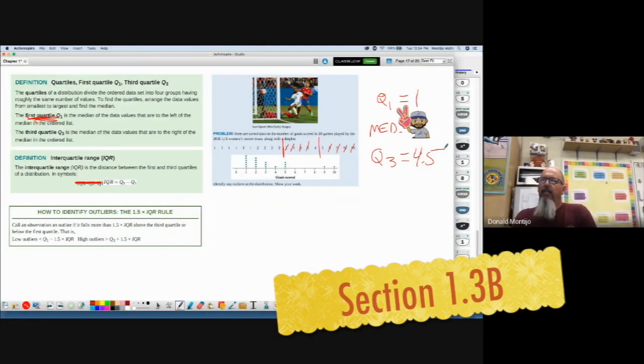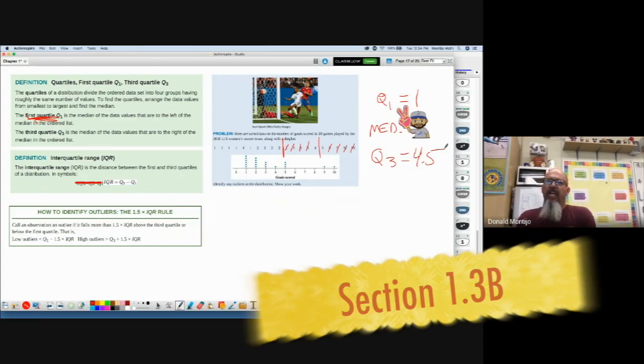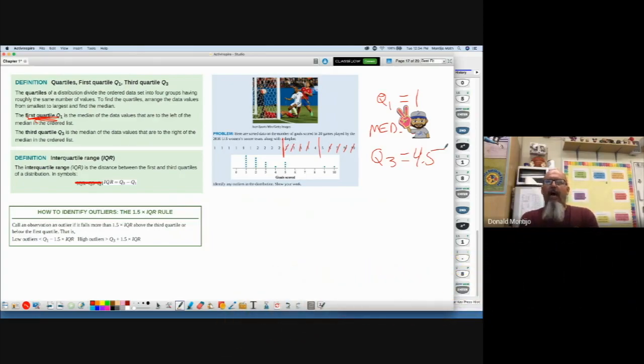Now, we talked about, is there anything unusual? Are there any outliers? Well, what is an outlier? Well, that's a data point that doesn't fit the rest of the set. It's a data point that lies way out there somewhere. Well, how far out there is far enough to be an outlier? Well, that's kind of arbitrary.